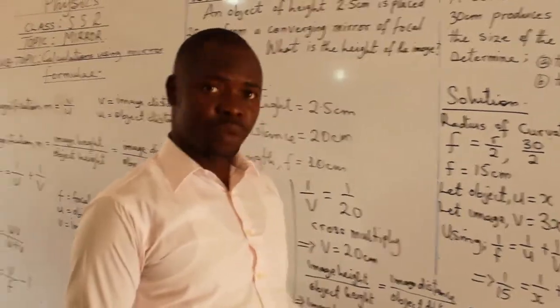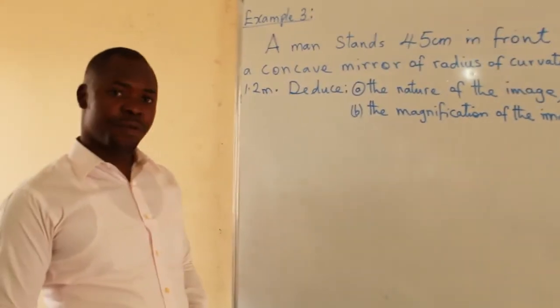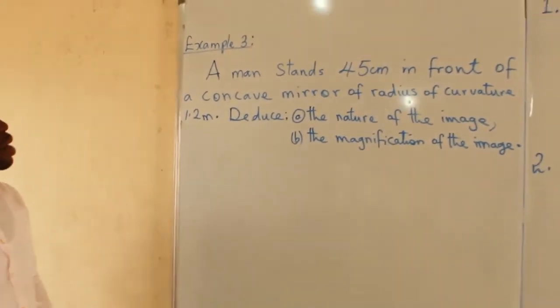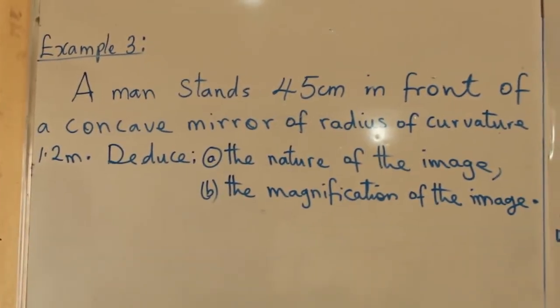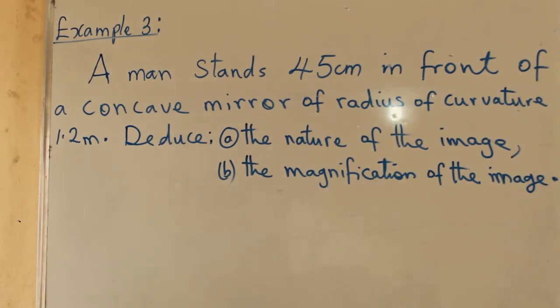So we're looking at example 3 right away. All right. A man stands 45 centimeters in front of a concave mirror of radius of curvature 1.2 meters. Deduce A, the nature of the image, and B, the magnification of the image.